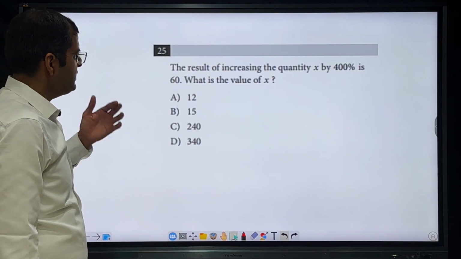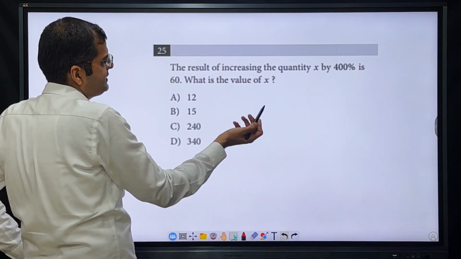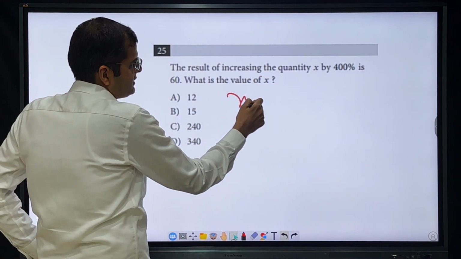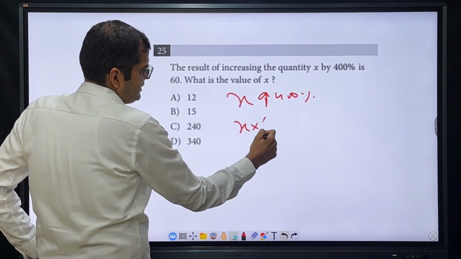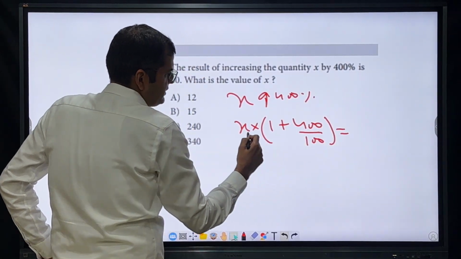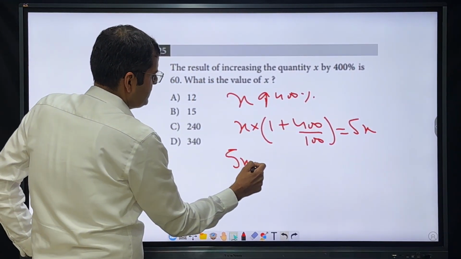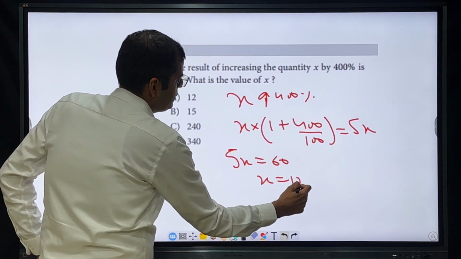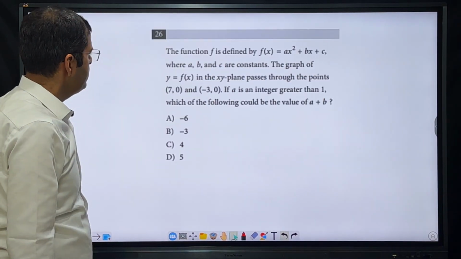Now the next question says the result of increasing quantity x by 400% is 60. What is the value of x? If x is increased by 400%, what this means is the answer is x into 1 plus 400 by 100, which is x into 1 plus 4, which is 5x. So 5x is given to be 60. That means x equal to 12. The value of x is 12. Answer option A is correct here.